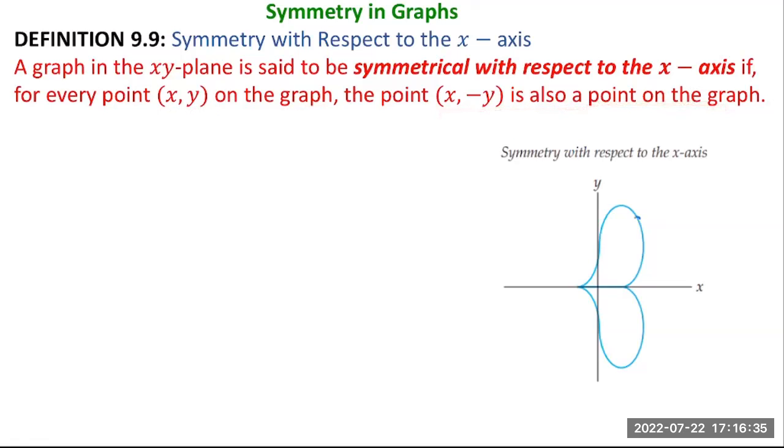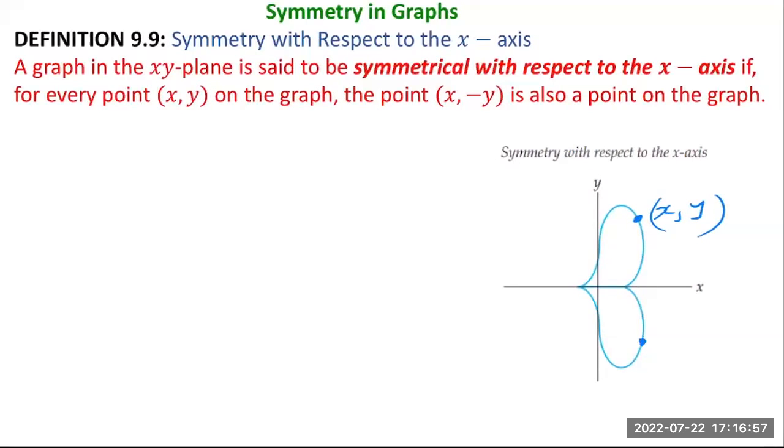That means, let's say you take an arbitrary point (x, y) on the graph, then (x, -y) also should be on the graph. How do you get (x, -y)? By looking at this point. It is the point on the other side, right? The mirror image of this point about the x-axis. It will be somewhere here, (x, -y).